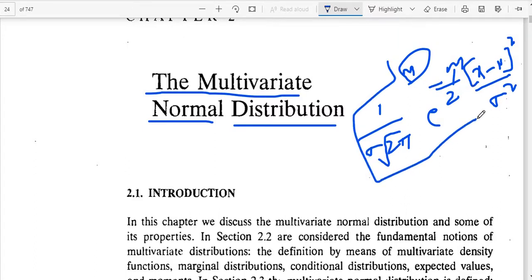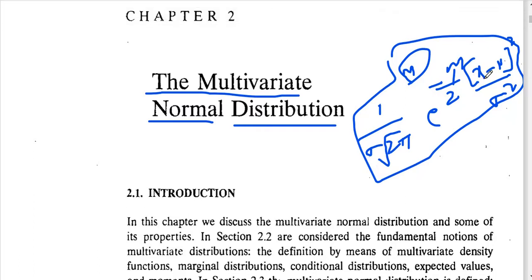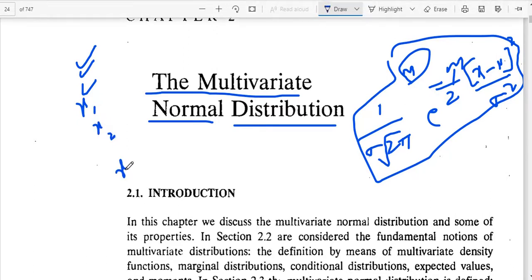Now I think you already know about the bivariate case also. In the bivariate case, we have sigma 1 and sigma 2, and we also get the correlation coefficient extra. So we know the PDF of the univariate and bivariate cases. Now we need to find the multivariate case. For example, I have a vector x1, x2 and so on up to xp. How can I proceed further? We can discuss it here.